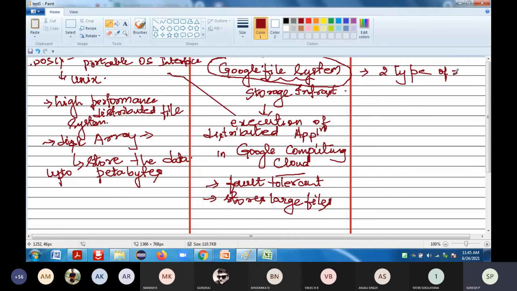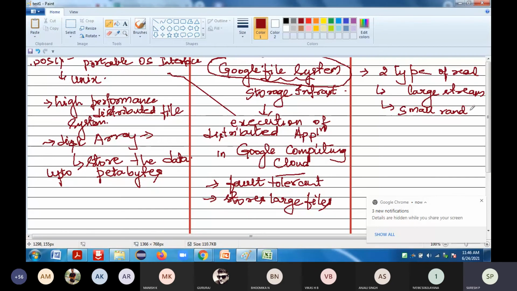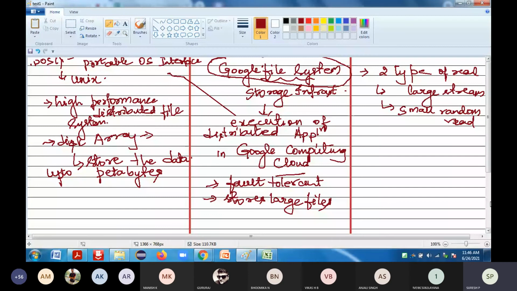One is the large streaming read. The other is the small random read. A random read directly accesses the data from that particular part; if not, it becomes sequential. So that is about the Google File System. Next is Sector. Sector is similar to the file systems you studied in your operating systems course.